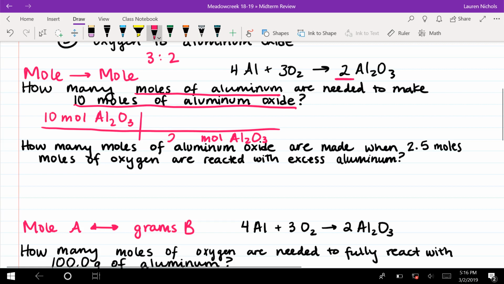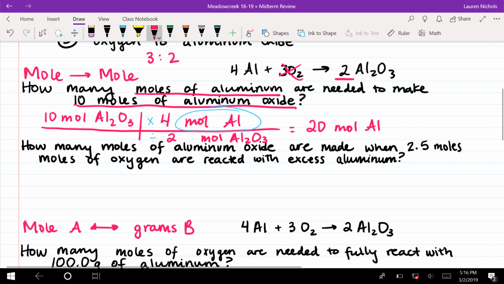So I know that there are 2 moles in the equation, and whatever is on the top part of this column has to also come from the equation. Now, I don't care about oxygen in this question because all I'm talking about is aluminum and aluminum oxide. So I would put my 4 moles of aluminum on the top, and we will go ahead and solve because I know that this is what I want. So it'd be 10 times 4 divided by 2, which 10 times 4 is 40, divided by 2 is 20 moles of aluminum. So if I want to make 10 moles of oxide, I need 20 moles of aluminum to create that amount.